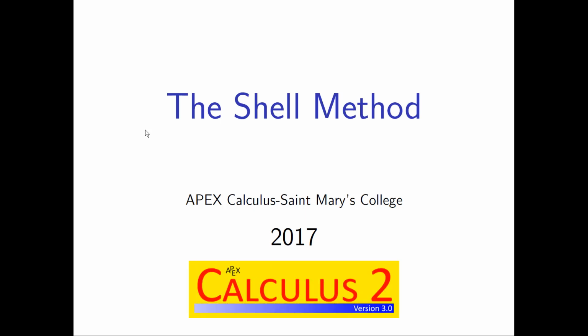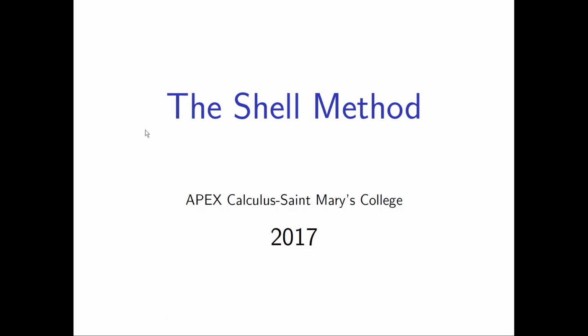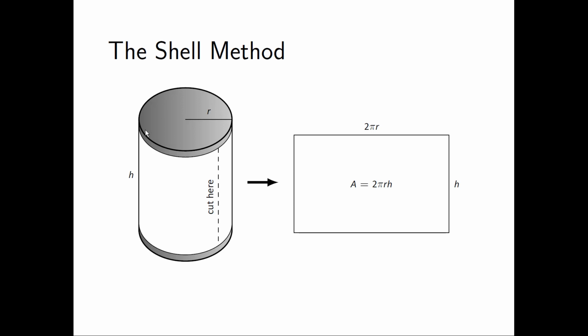Hello. Today we're going to look at our second method for finding volumes. We've already seen the disk method, disks and washers last time, and today we're going to look at finding volumes by cylindrical shells, or as it's known, the shell method. Okay, so how does the shell method work?